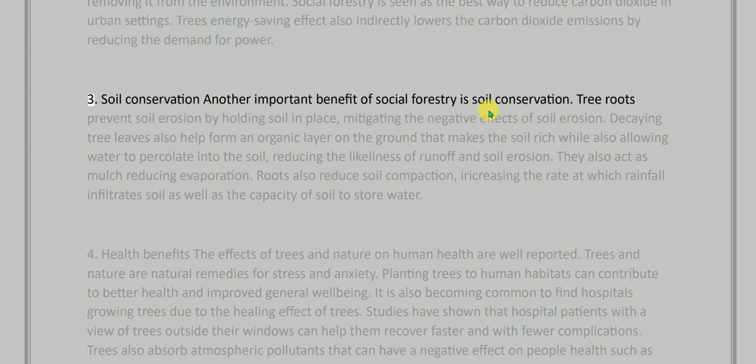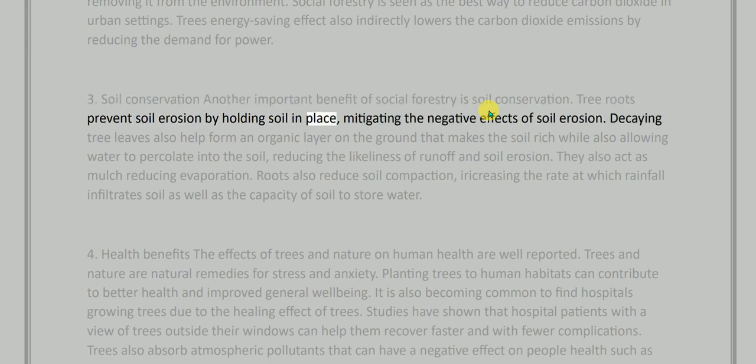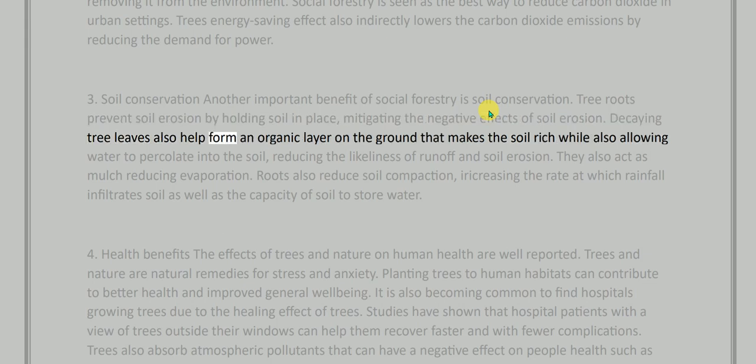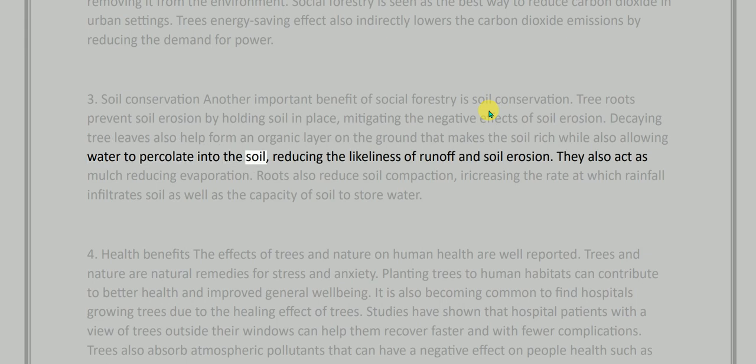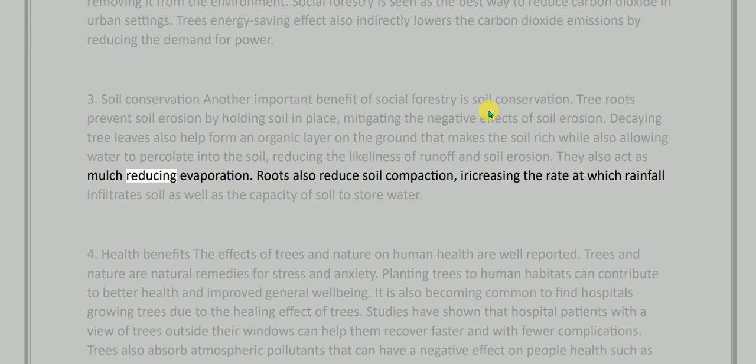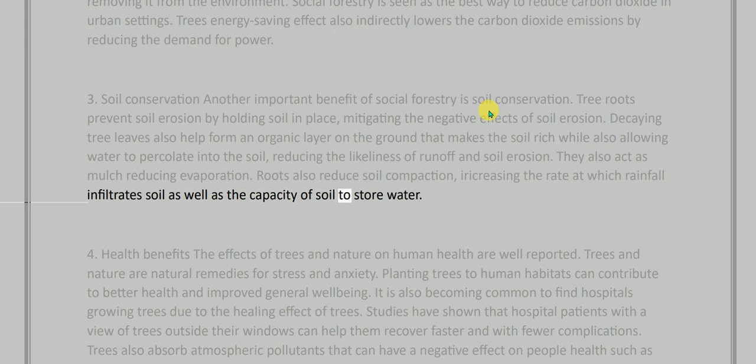3. Soil conservation. Another important benefit of social forestry is soil conservation. Tree roots prevent soil erosion by holding soil in place, mitigating the negative effects of soil erosion. Decaying tree leaves also help form an organic layer on the ground that makes the soil rich while also allowing water to percolate into the soil, reducing the likelihood of runoff and soil erosion. They also act as mulch, reducing evaporation. Roots also reduce soil compaction, which would otherwise decrease the rate at which rainfall infiltrates the soil as well as the capacity of soil to store water.